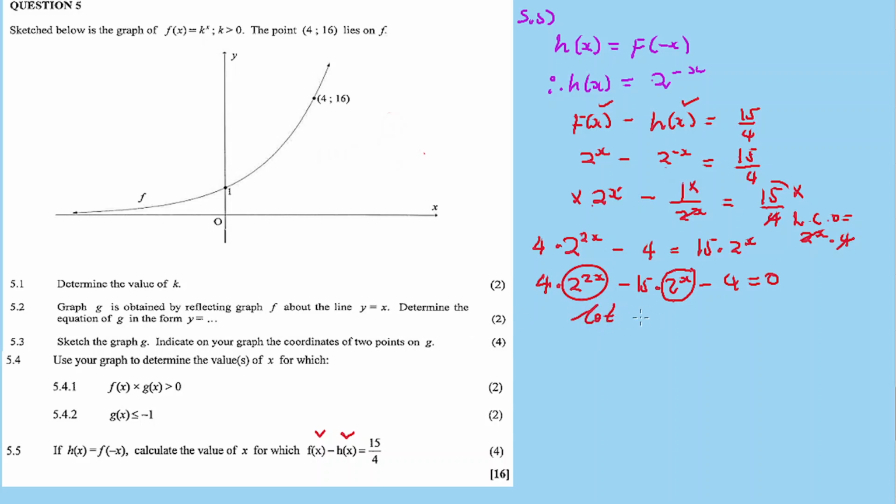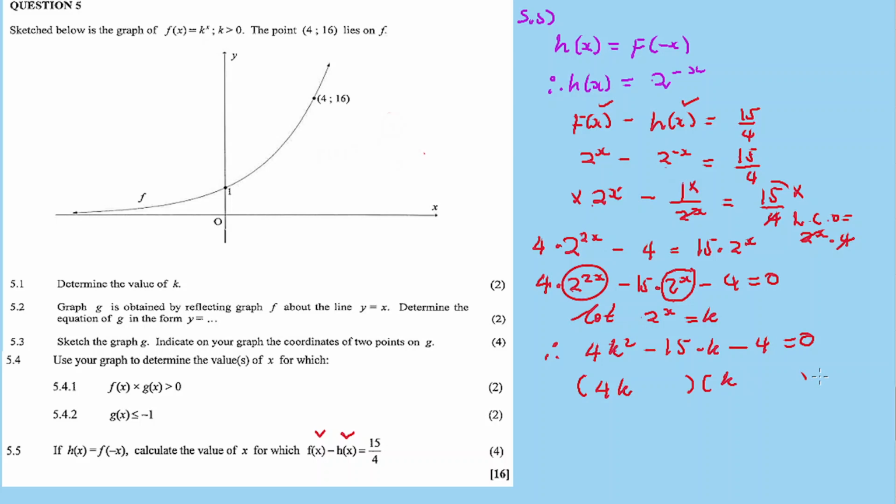We can just say let 2 raised to exponent x be equal to k. Therefore this is in fact 4 k squared, because 2 raised to exponent x is equal to k, and 2 raised to exponent 2x is 2 raised to exponent x times 2 raised to exponent x, which gives k squared, minus 15k minus 4. That's why it's a quadratic equation in disguise. So here we go about 4k, using the factoring method.